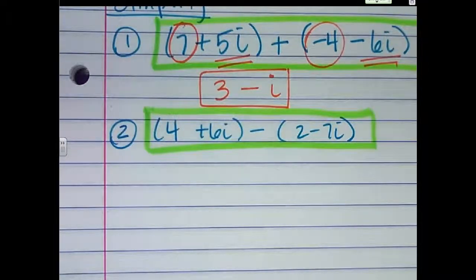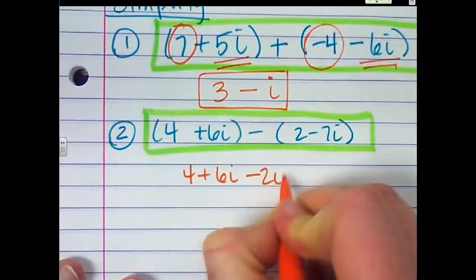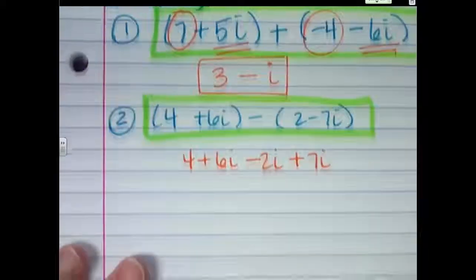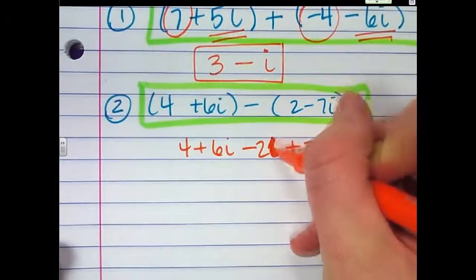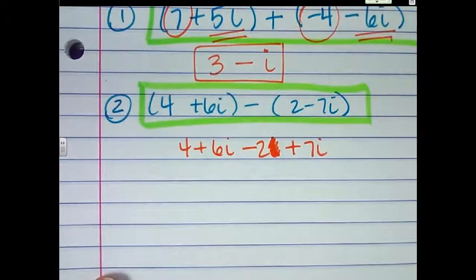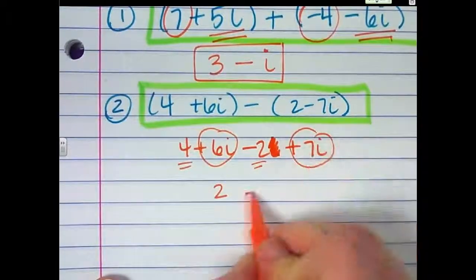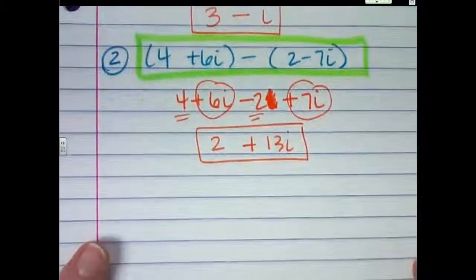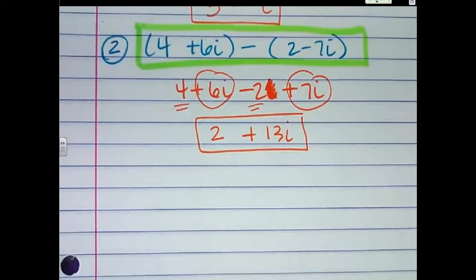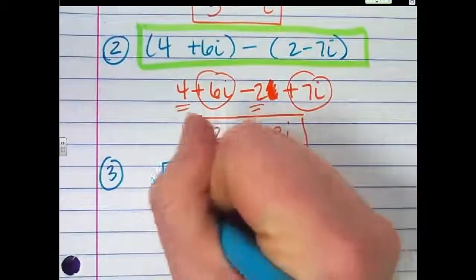What do you have to do on number 2? Yeah, distribute. And I just rewrite it. I know some of you don't, and that's fine. Whatever works for you. And then same thing. I just wrote something wrong. Too many i's. So 4 minus 2 is 2. 6i plus 7i, 13i. Number 3.